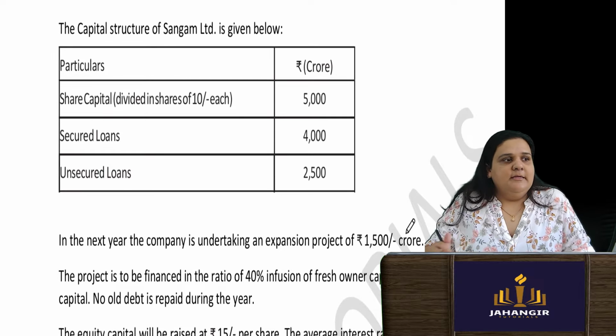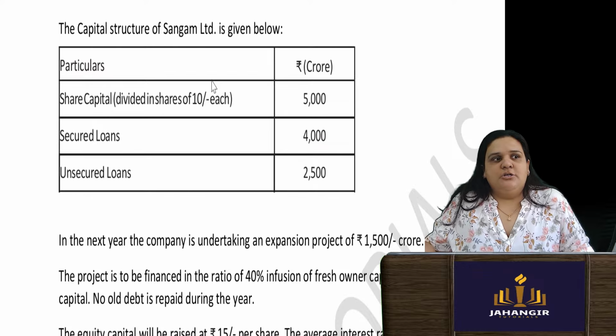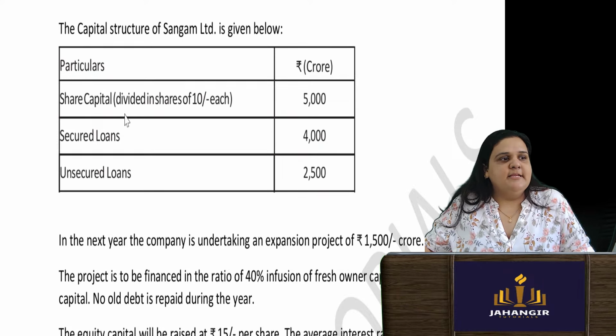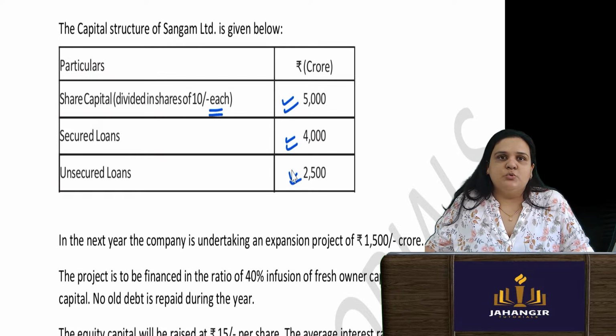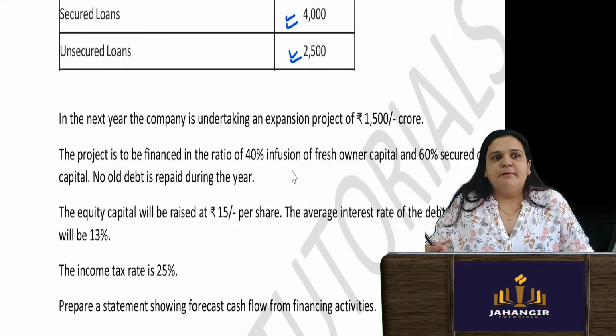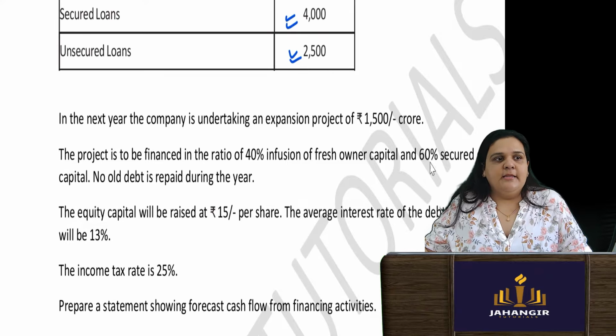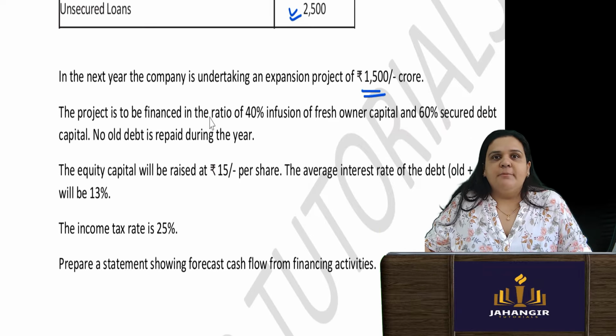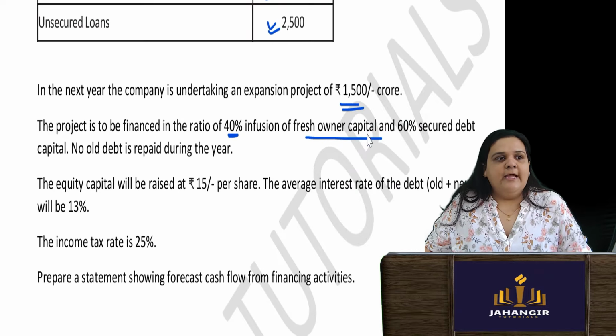See this. They have given me capital structure of Sangam. They are saying there is share capital. Shares are of rupees 10 each, 5,000 crores. Secured loans 4,000 crores and unsecured loans is 2,500 crores. In the next year, the company is planning to expand the project and they need 1500 crores. The project will be financed at 40% with fresh owners capital and 60% they will take a debt.